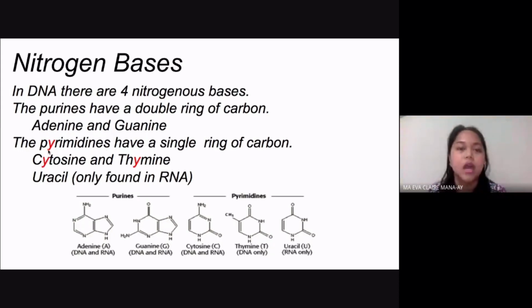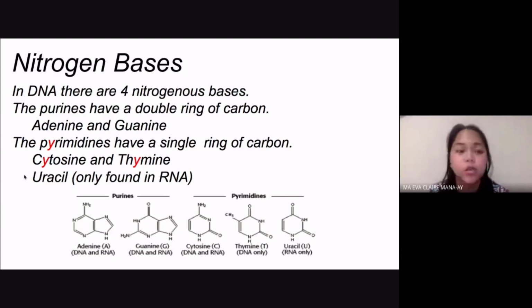Your hint here is that the word pyrimidine has the letter Y, and your examples of pyrimidines in your DNA are cytosine and thymine. They also have the letter Y in them. There is another type of pyrimidine as your N base, but this can only be found in RNA.